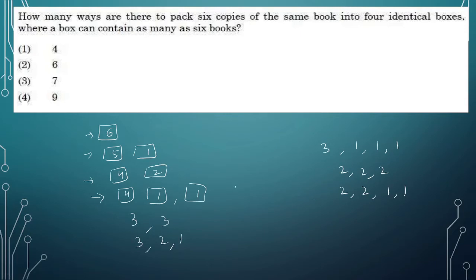Okay, so how many ways are there? Can I find any more ways? No. If I try, either the books will be more than 6, right? So only these many ways are possible. So I will just count it: 1, 2, 3, 4, 5, 6, 7, 8, 9. So the correct answer is option 4. That is, 9 ways are there to do this.